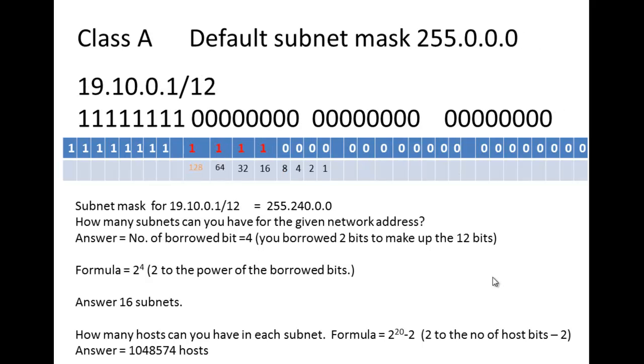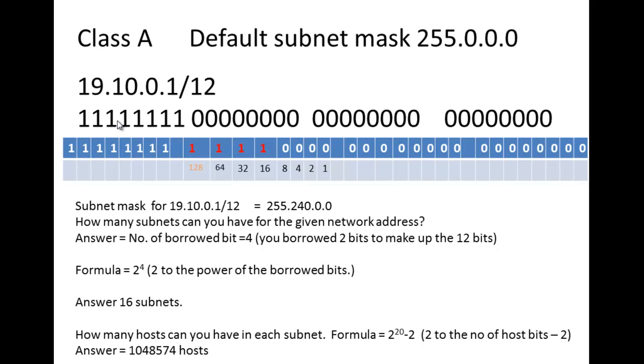We want to take a look at the Class A network, and we want to do some subnetting on this network. For the Class A network, remember that our default subnet mask is 255.0.0.0, the first part of the network being the network address. In our example, we're going to use the IP address 19.10.0.1 with a notation of /12. This is our network address.